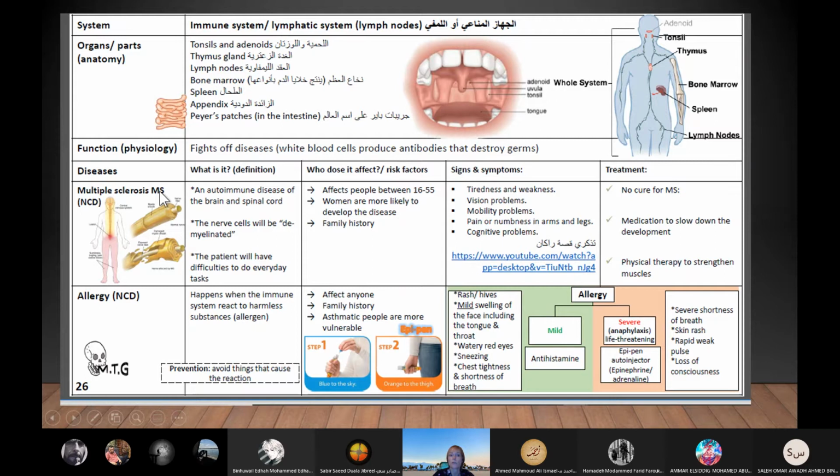So multiple sclerosis. This is an autoimmune disease, okay? So we know autoimmune means that we are what? What happens in autoimmune disease? Immune cells attack healthy cells. Friendly fire. Yes, friendly fire. That's a good way to put it. So it's actually attacking itself, okay?